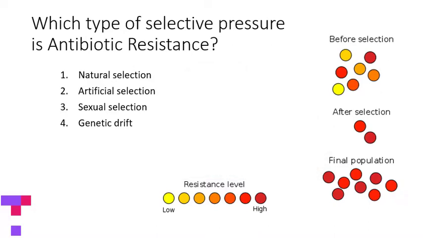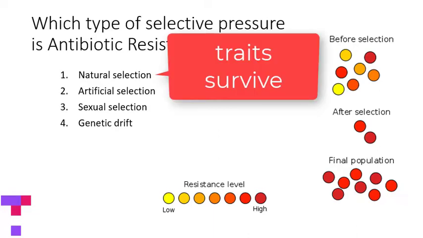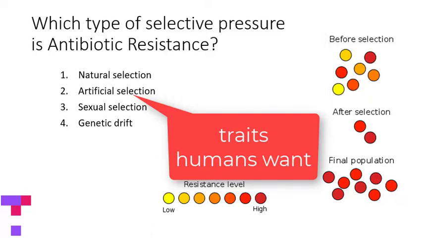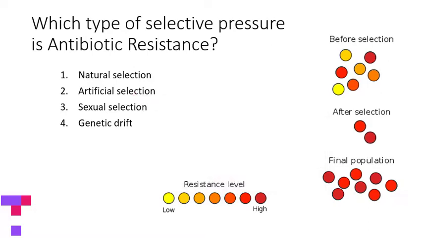This is natural selection. Many people think that this might be an example of artificial selection because humans are involved. But humans, as a part of nature, can also contribute to natural selection. Remember that natural selection is about traits that survive in a particular environment. Artificial selection is about humans choosing certain traits that we want. We do not want antibiotic-resistant bacteria.